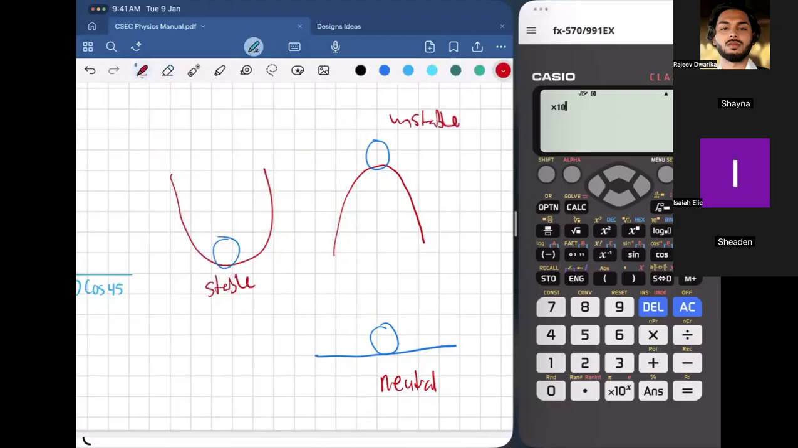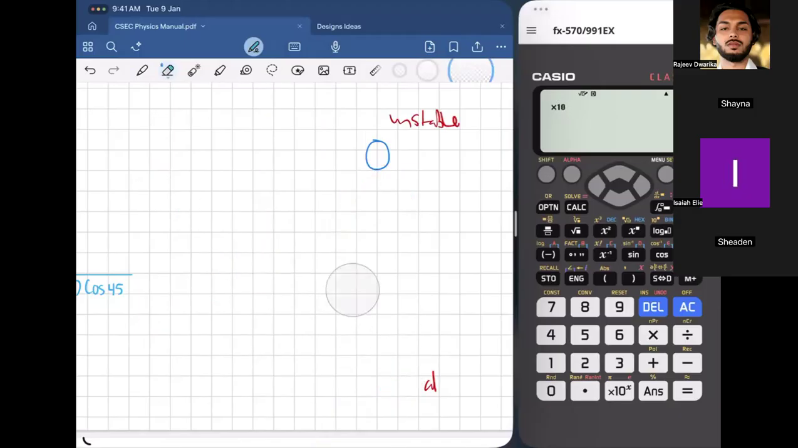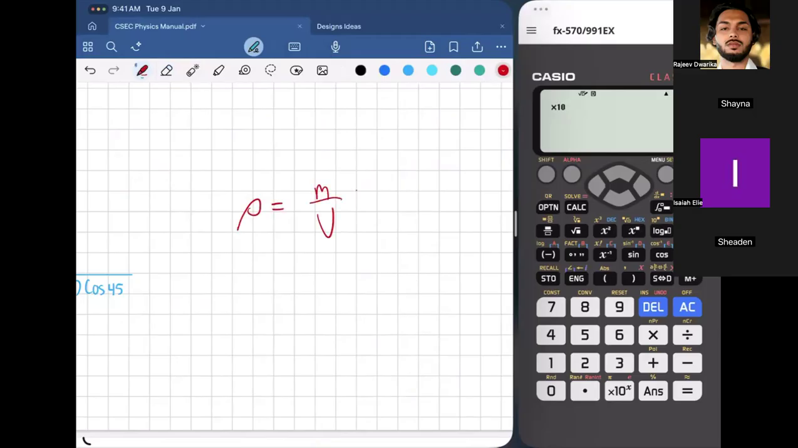Right. Do you all know the formula for density by chance? We didn't do it yet, but you should know the formula. Density is equal to mass over volume. What would I measure mass in? kg. What would I measure volume in? Meter cubed, right? So density is kg m to the minus 3. Cool.